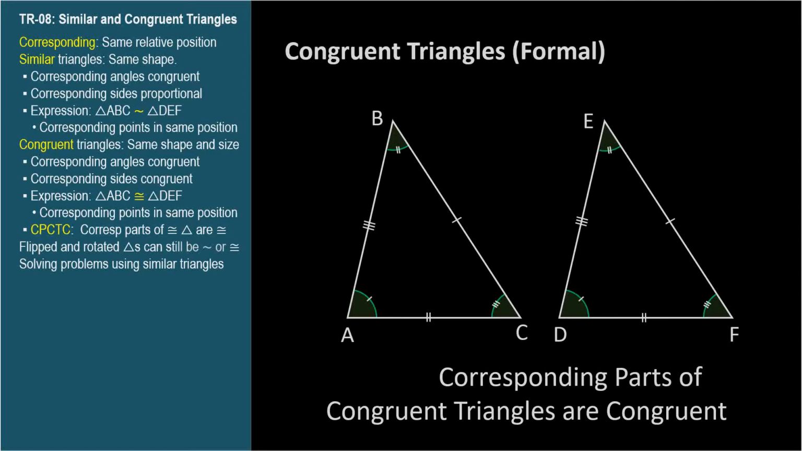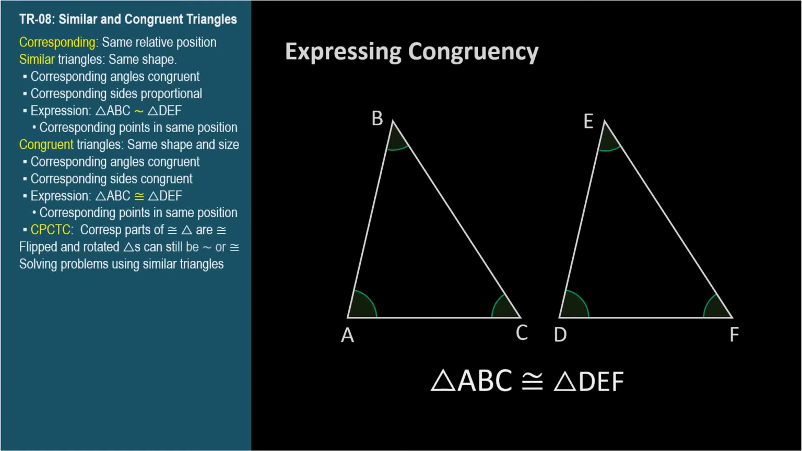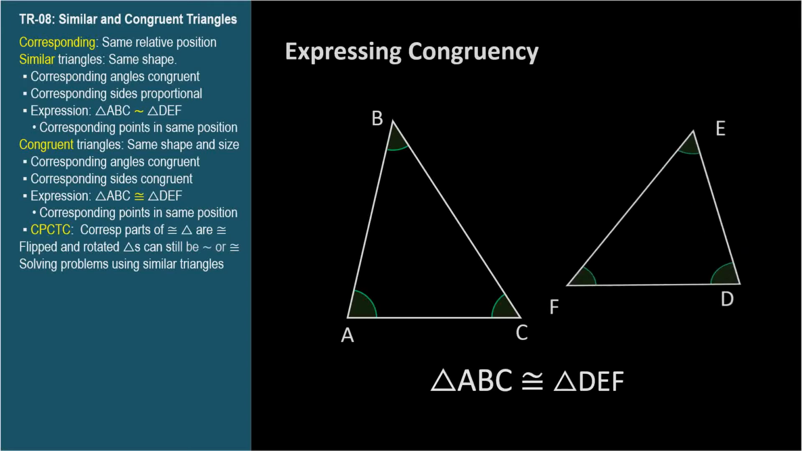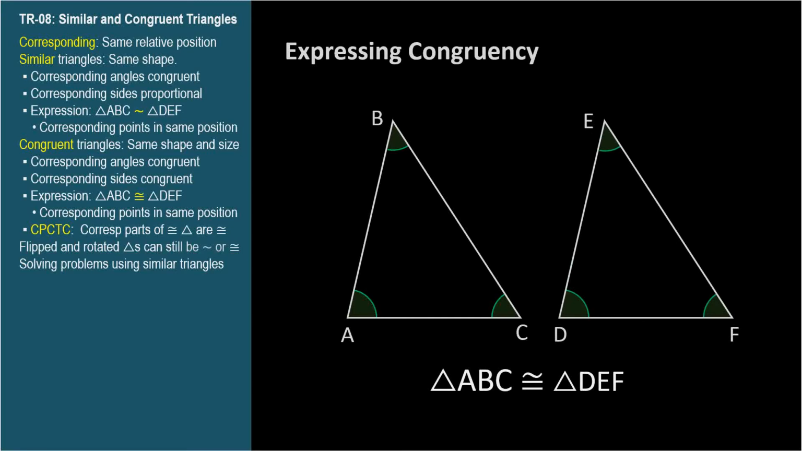This is such a fundamental truth of congruent triangles that it has a standard acronym, CPCTC. Corresponding parts of congruent triangles are congruent. When we write a declaration that two triangles are congruent, this is the symbol for congruent, we covered it in TR-03, we list the points so that the corresponding points, or equivalently angles, have the same relative position behind the triangle symbol. This might seem trivial, but triangles can be rotated or flipped and still be congruent, so it's a helpful convention to follow to keep track of what corresponds with what.